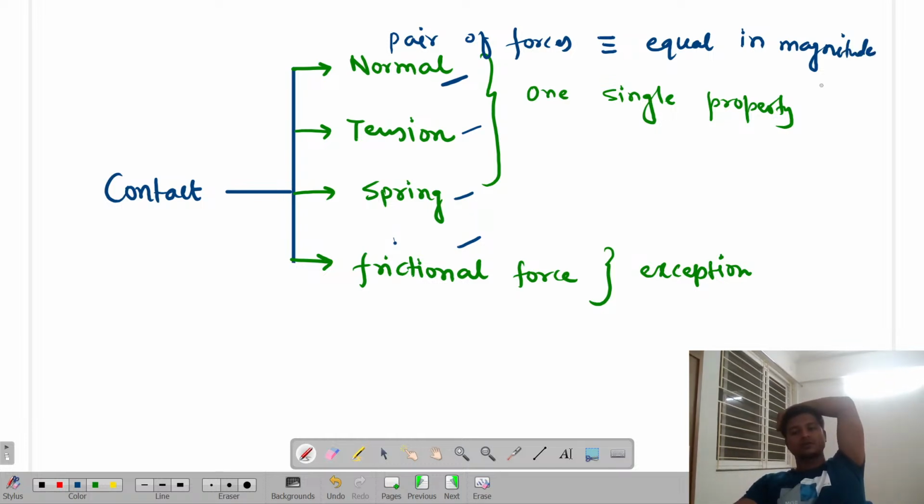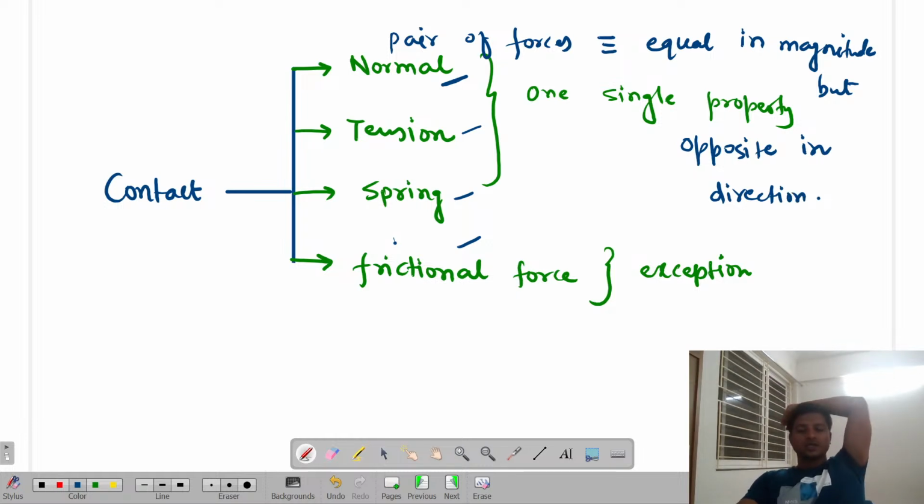How are they? Equal in magnitude but opposite. Are you able to get me or not? Are you enjoying it? Is this clear? Yes. So we'll see how.